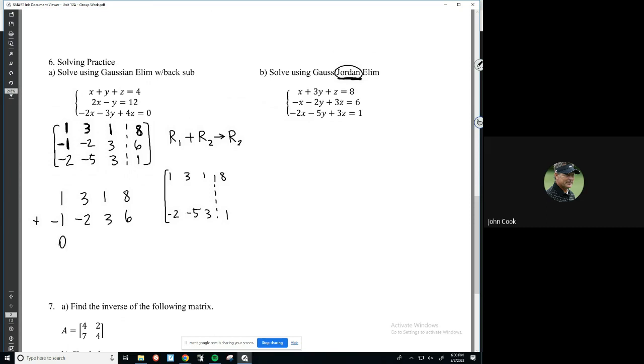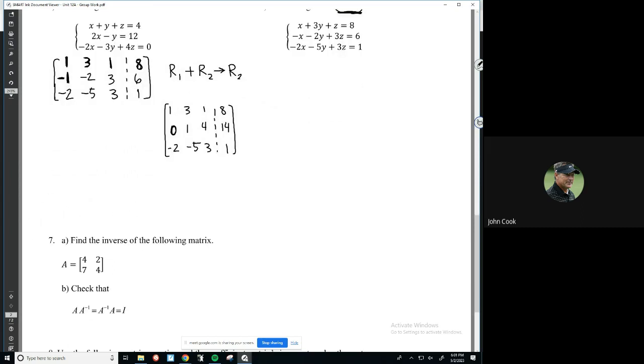Let's see what we get when we add them together. So we get a 0 here. 3 minus 2 is 1. 1 and 3 is 4. 8 and 6 is 14. So we get 0, and then 1, and then 4, and then 14. All right, there we go. There's our first row operation, and we did a great job with that.